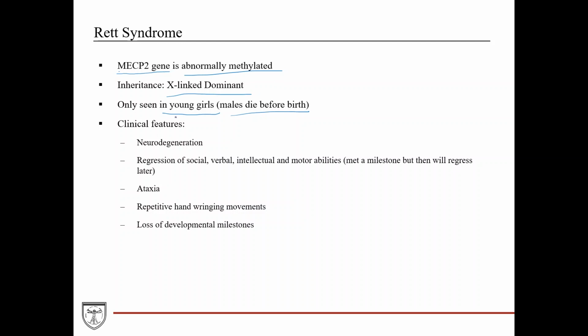The clinical features of this disease are really due to two things: neurodegeneration and behavioral problems. In fact, for a long time it was thought of as more of a psychiatric illness. It was part of the DSM. Since discovering the genetic causes, it's been removed from the DSM and thought of as more of a neurodegenerative disorder. However, the behavioral aspect is still very important, and it consists of regression of social, verbal, intellectual, and motor abilities.